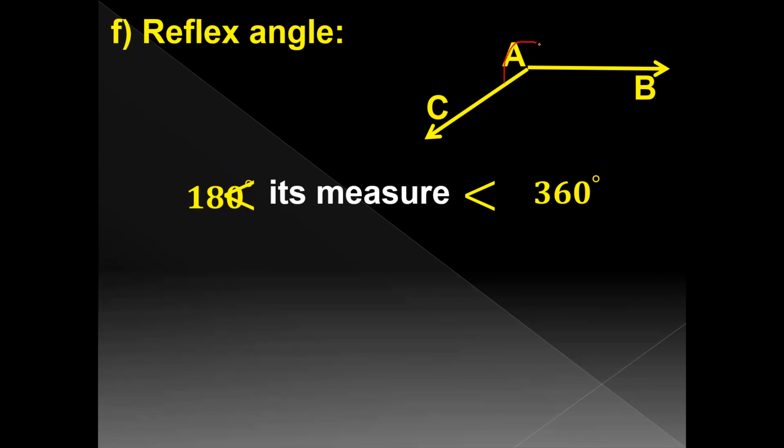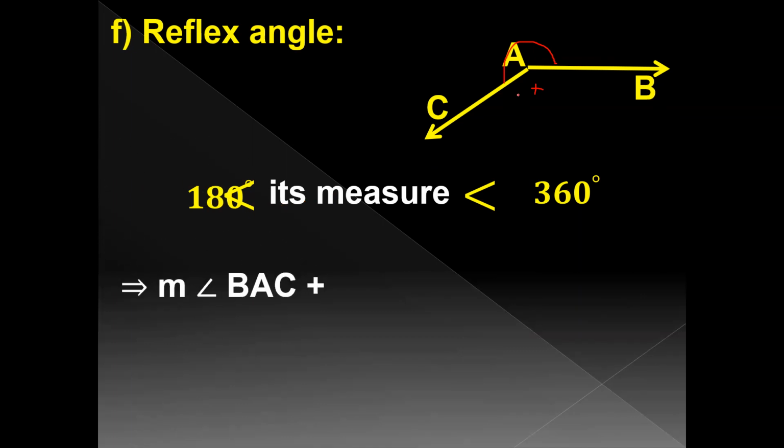This part is the reflex angle, but this part is the obtuse angle. The angle CAB, this part is a reflex angle. Its measure is more than 180. It can be like 200, 250, 300. So its measure can be more than 180 and less than 360.